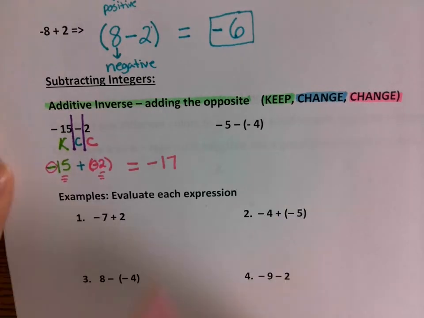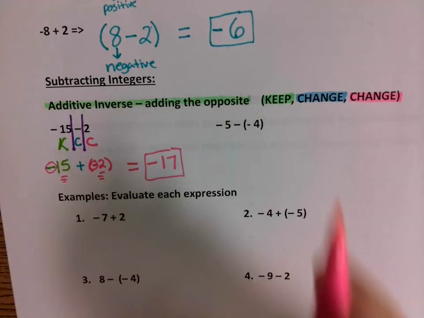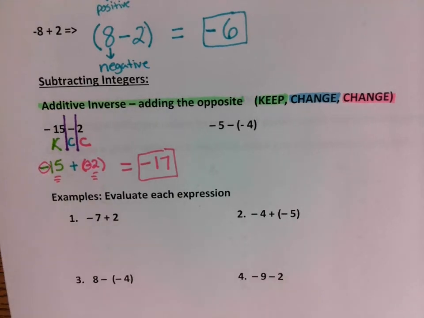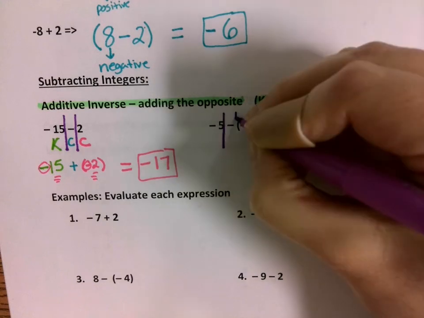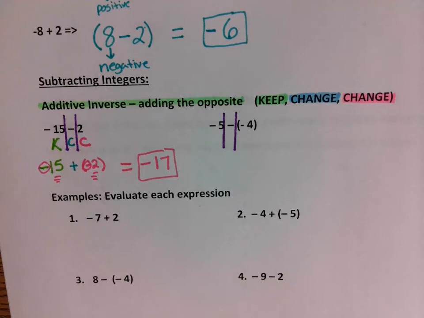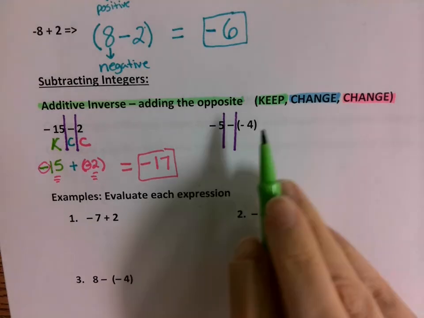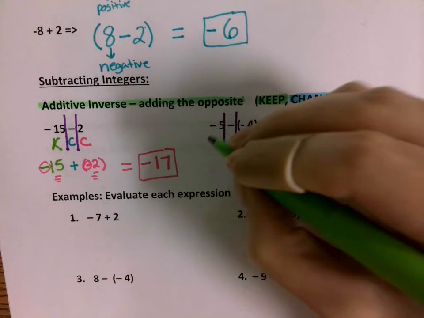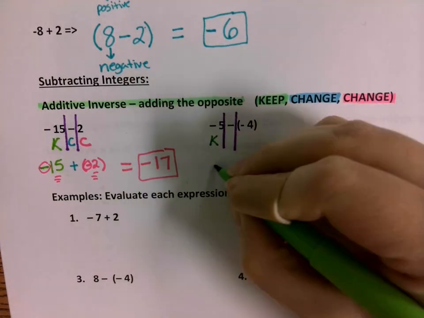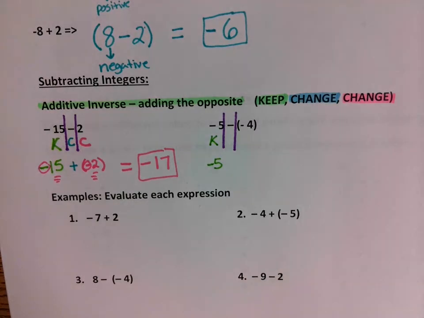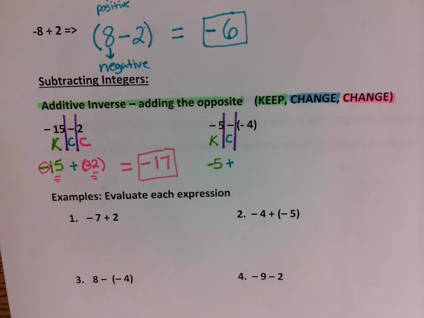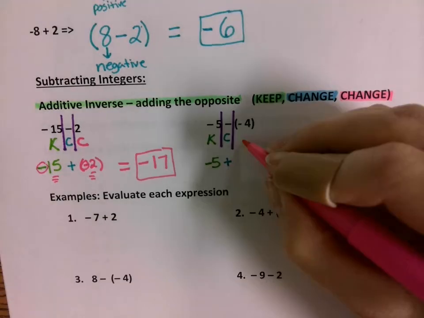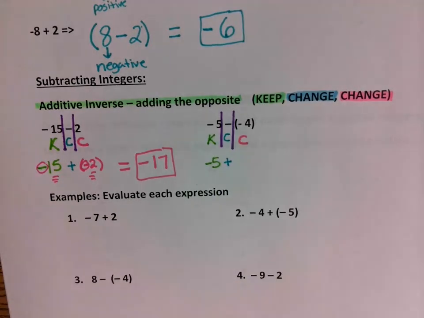All right, let's take a look at this one. Again, I'm going to go ahead and just build my little walls around it. I'm going to split the -5 up away from the subtraction sign and away from the -4. So the rule is, the very first thing is to keep. I'm going to keep that -5. I'm going to change subtraction to addition. And then I'm going to change -4 to the opposite. What's the opposite of -4? 4. Positive 4. Came in strong and wrong there, dude.